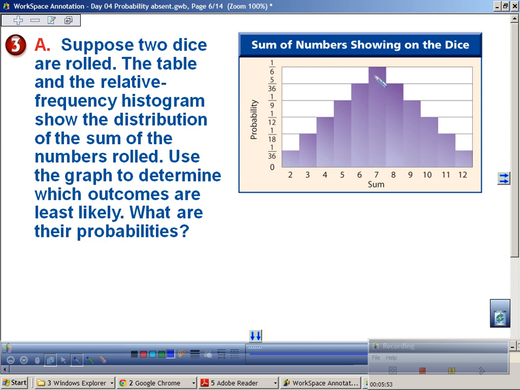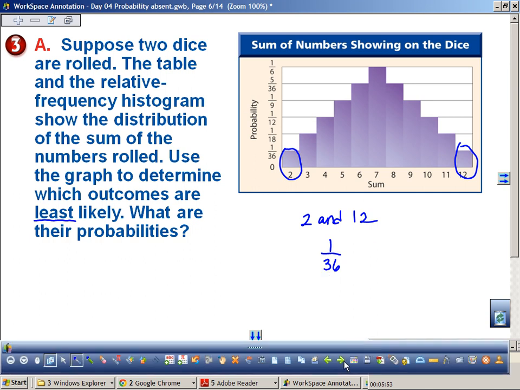The most likely is 7. Because you've got lots of different combinations to come up with 7. You've got 2 and 5, 3 and 4, 4 and 3. So it's asking us for the least likely. So the least likely are 2 and 12. And their probabilities are 1 out of 36. That's it for that one. Pretty easy.